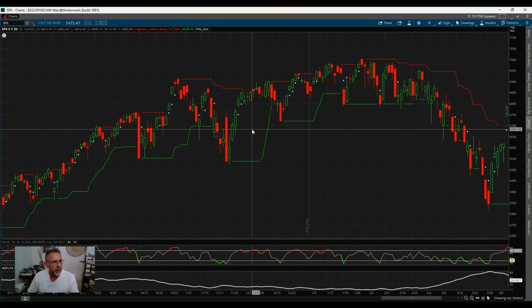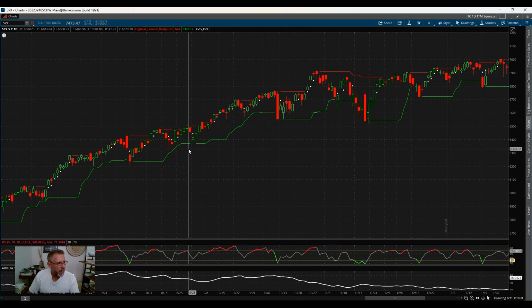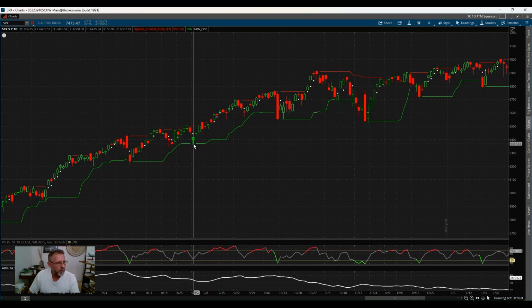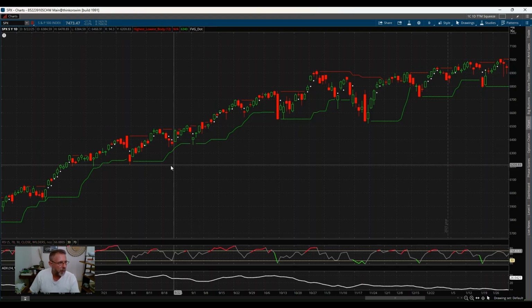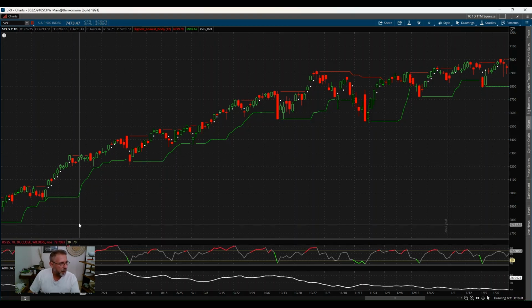We already talked about these ones here, but if you go back, you can see this happens over and over again. Here's another one where it came down and wicked below the lowest body low, which was this one right here, and then that was support and it popped back up. Same thing happened right here. It wicked down below the lowest body low, which was from this cluster of consolidation, wicked below it, and then the next day it popped back up. Here's another one.